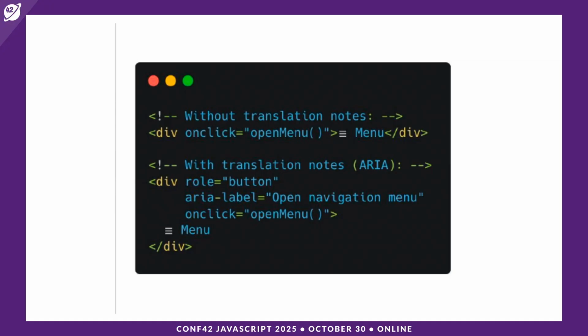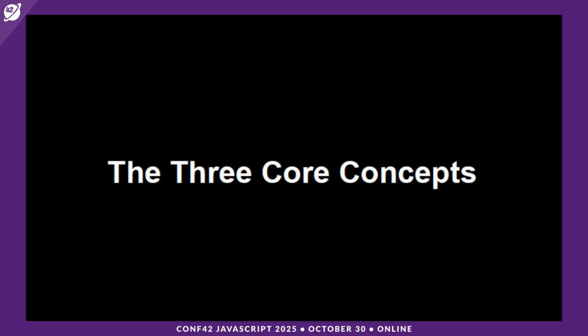So the essence of adding ARIA to this menu element is to properly help assistive technology understand that when it encounters this menu, it should behave as a button. That's the role we are defining it to be. And then we're giving it a label of, okay, open navigation, like an open navigation menu. And so this is to add more context.